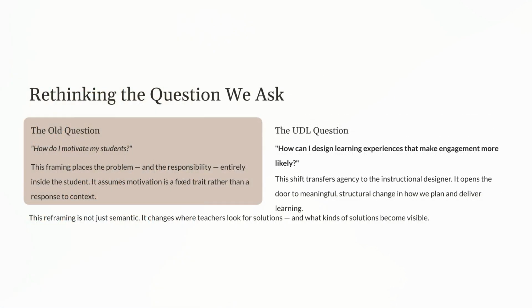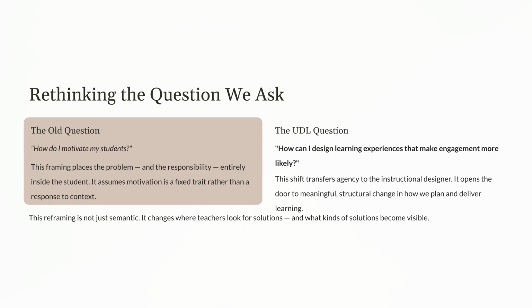Rethinking the question we ask. The old question, how do I motivate my students? This framing places the problem and the responsibility entirely inside the student. It assumes motivation is a fixed trait rather than a response to context. The UDL question, how can I design learning experiences that make engagement more likely? This shift transfers agency to the instructional designer. It opens the door to meaningful structural change in how we plan and deliver learning.